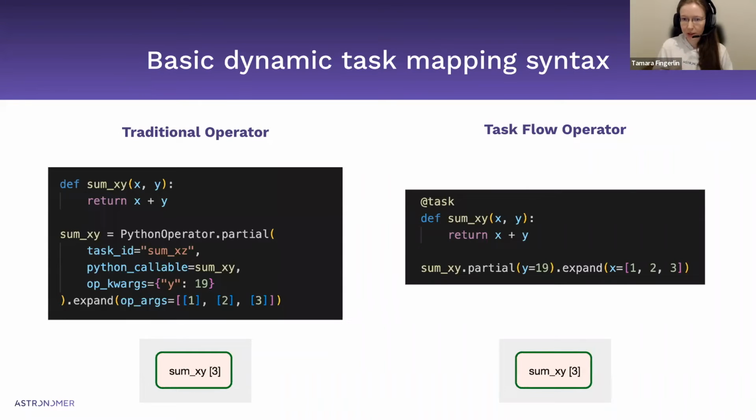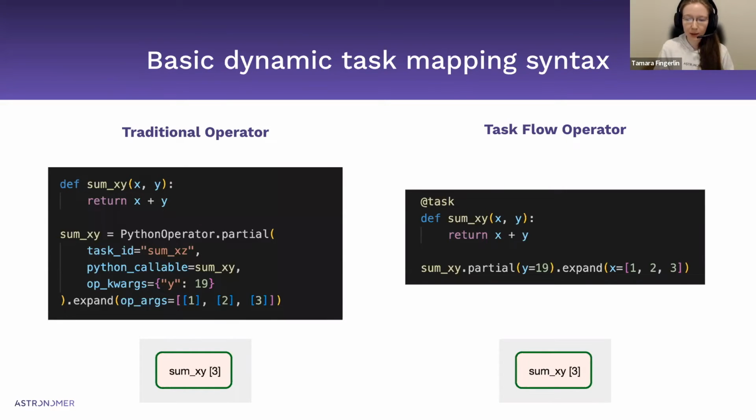Now, partial takes all the parameters that stay the same in all map task instances. So y will always be 19. Then we call .expand, where we pass in x equals 1, 2, and 3. So we pass in a list. You can only map over lists and dictionaries. And we have 3 options here. So this will end up with 3 map task instances. One will be 1 plus 19, 2 plus 19, 3 plus 19. And on the bottom of the screen, you can see what this looks like in the Airflow UI.